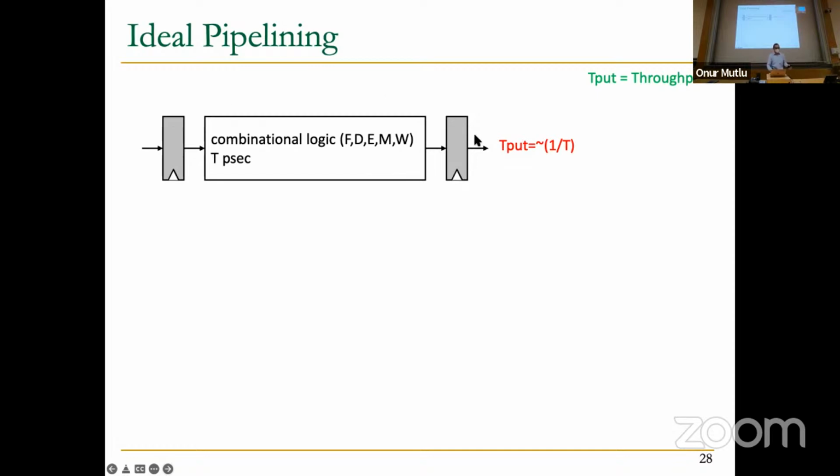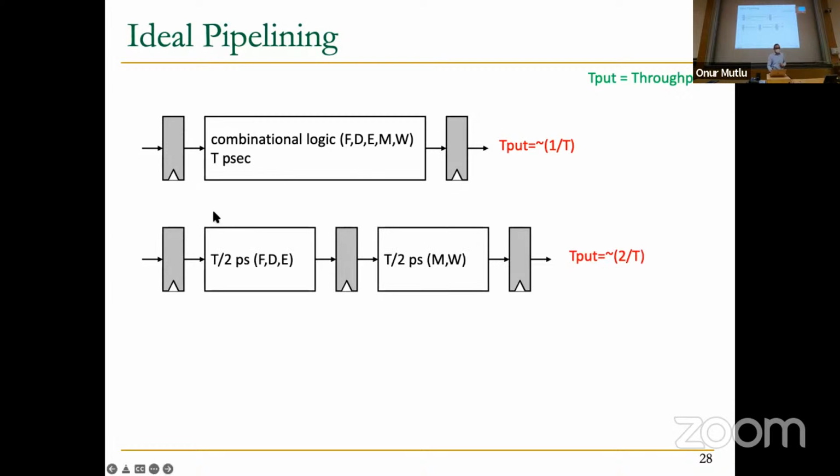For simplicity, I put them different, fine. So basically you have some combinational logic over here and some sequential logic over here. And it takes t picoseconds to execute an instruction. It could be any instruction, let's say. In ideal pipelining, if you want a two-stage pipeline, ideally you have t divided by 2 picoseconds over here, t divided by 2 picoseconds over here, and you don't need to increase the amount of time.